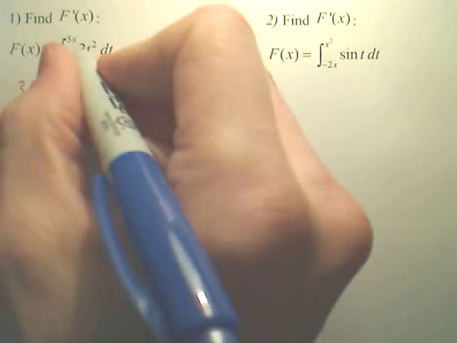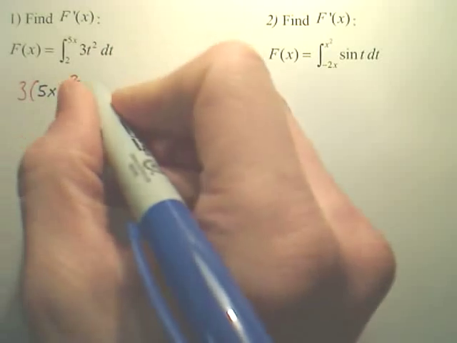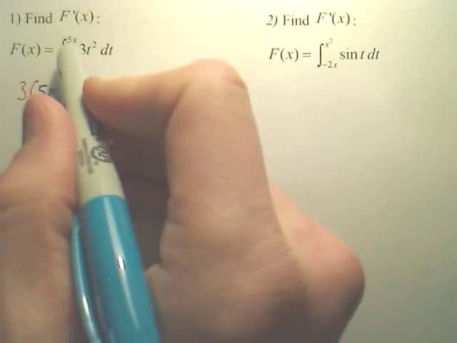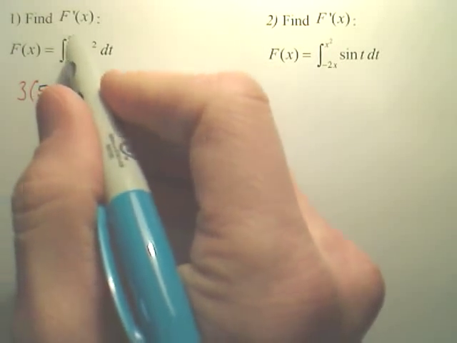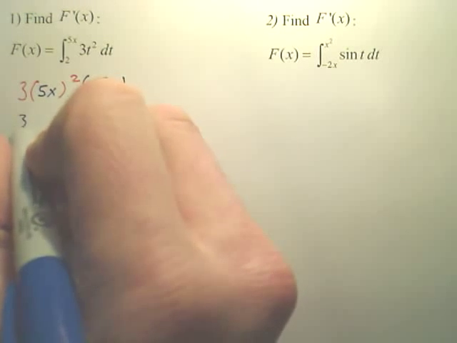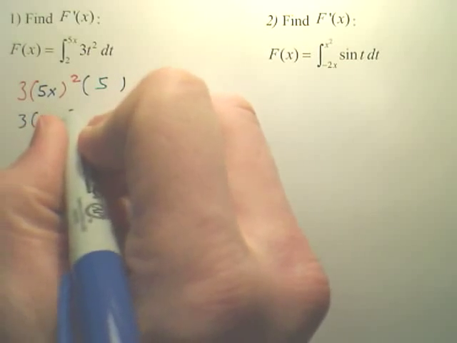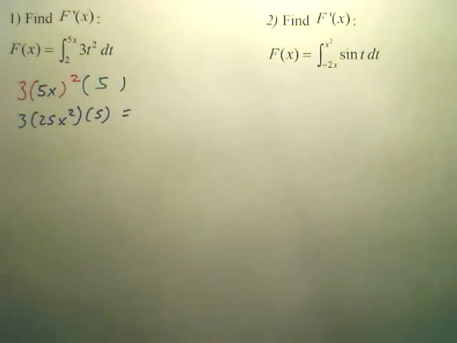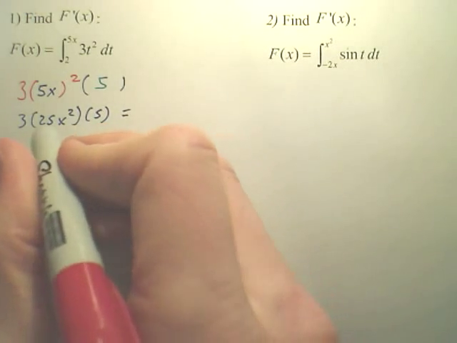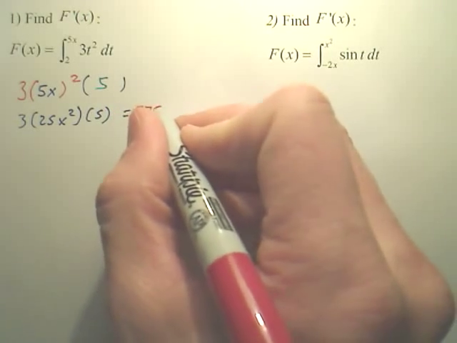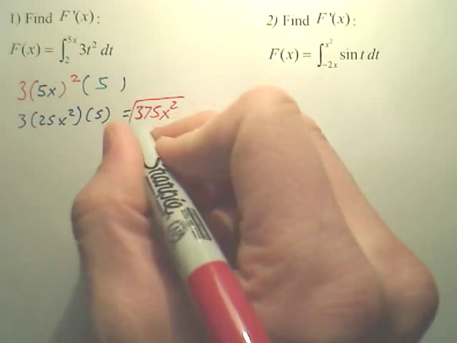You take the 5x, plug it in for t, and then after doing that, you have to derive 5x and multiply by it. So the derivative of 5x is 5. And that is your answer if you simplify it, which you end up with 3 times 25x squared times 5, which is 5 times 25 times 3, which is 375, I believe, x squared.